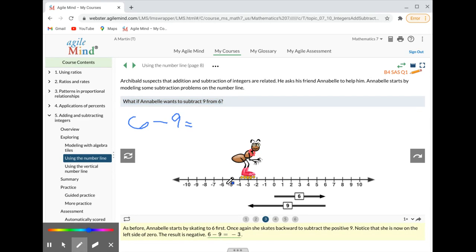Correct. All right, so once again, if you are not working along with us, we're going to go 6 units to the right from 0, and then from 6, we're going back 9 units, and then we're circling our answer at negative 3. We're going to put negative 3 on, I guess it's part B in number 1.